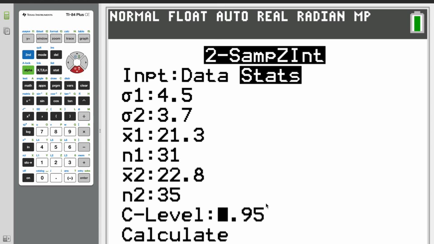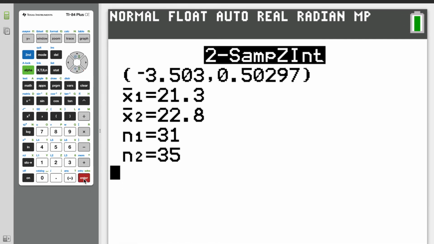And so we were calculating a 95% confidence interval, which is what you type in for your C level. And if you go ahead and click calculate, notice that we get negative 3.5 and 0.5, similar to how we solved this by hand. And so these are the values that you will report, and when you interpret the problem, you will state that we are 95% confident that the difference between the mean ages between male and female students at VCU is somewhere between negative 3.5 and 0.5.